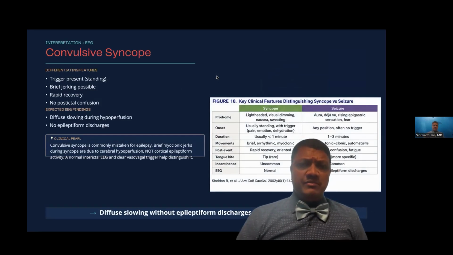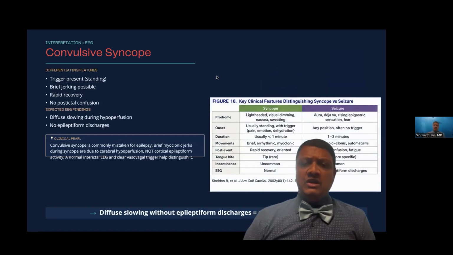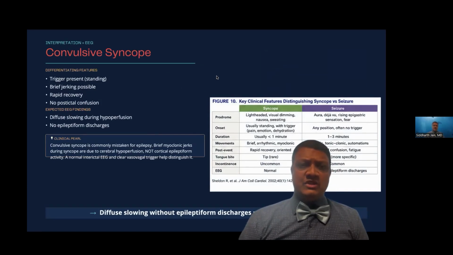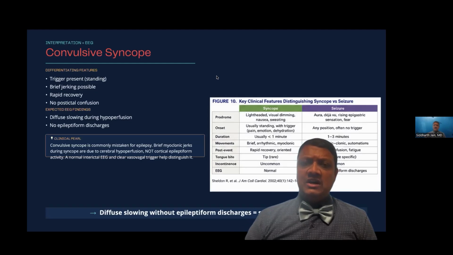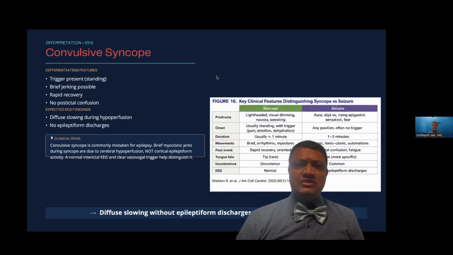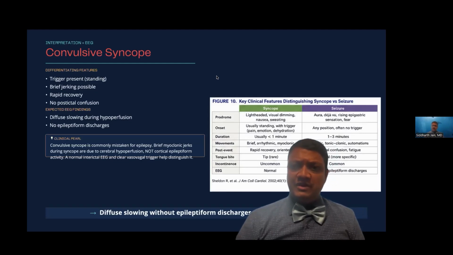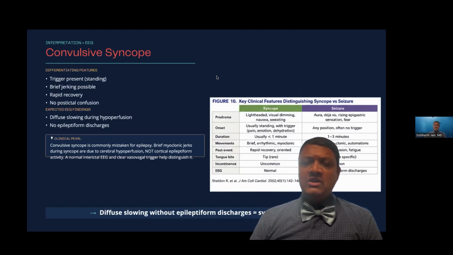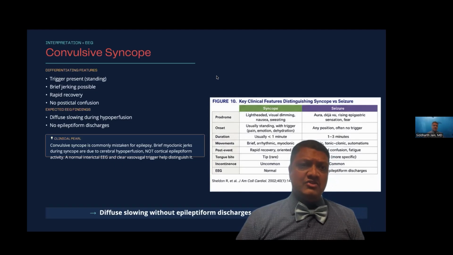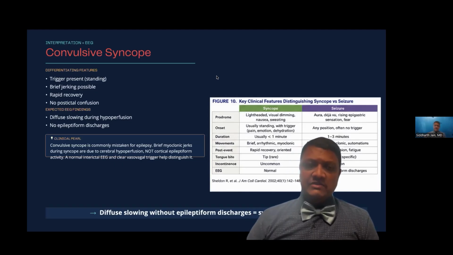There are distinguishing features of syncopal events versus generalized seizures, or even secondarily generalized seizures, that can help us distinguish whether what we're dealing with is an underlying epileptic seizure with a higher risk of recurrence or progressing to more involved generalized tonic-clonic seizures. In this case, there was a trigger present.